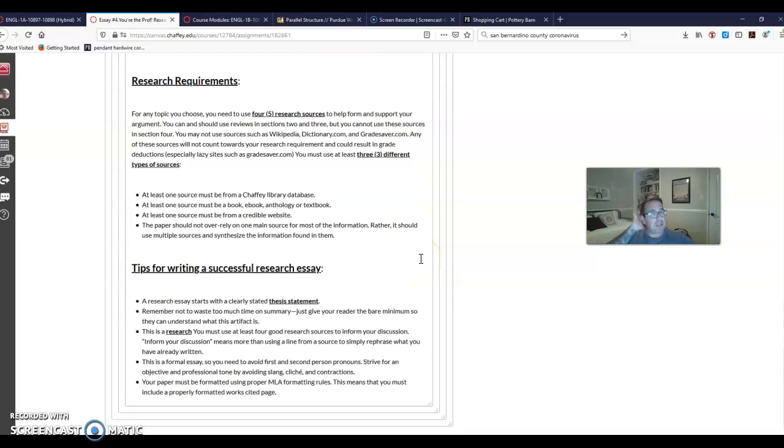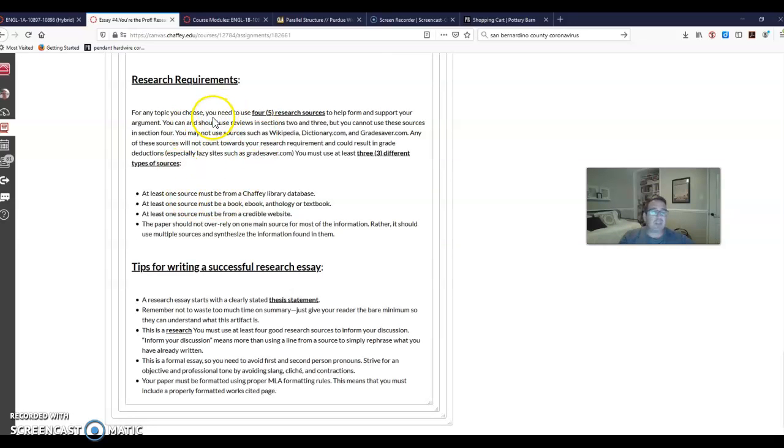Right? Okay, so research requirements. You need to use at least 5 research sources. You probably want to use more, but you need to use at least 5, and I want you to use at least 3 different types of sources. At least one from a Chafee library database, at least one from an ebook or anthology or textbook, and at least one from a credible website. So that's 3 categories, but you need to use 5 sources.